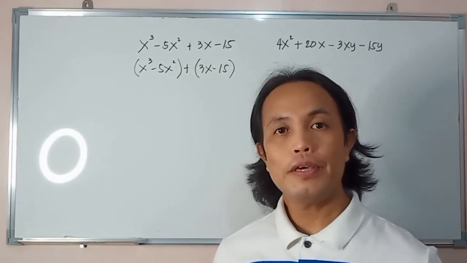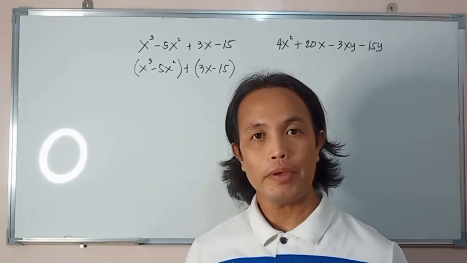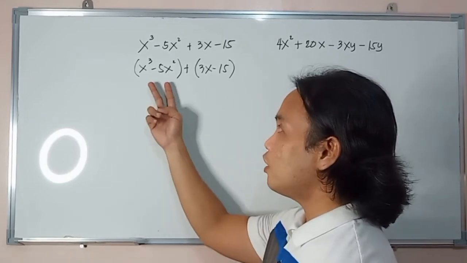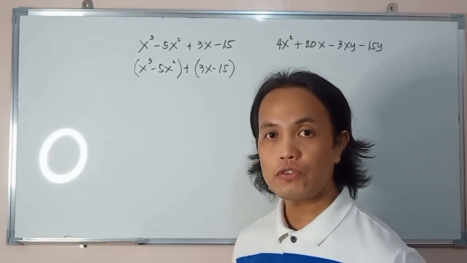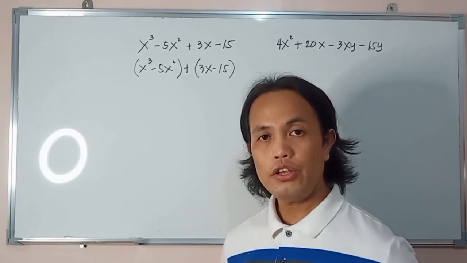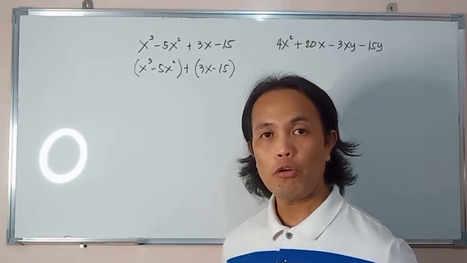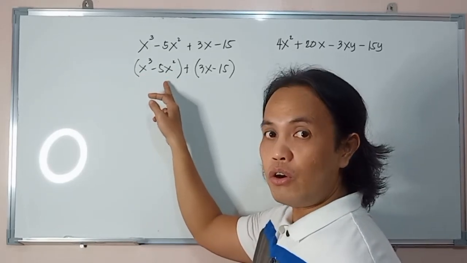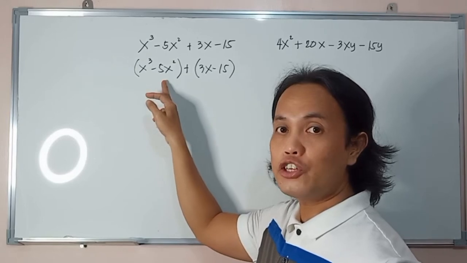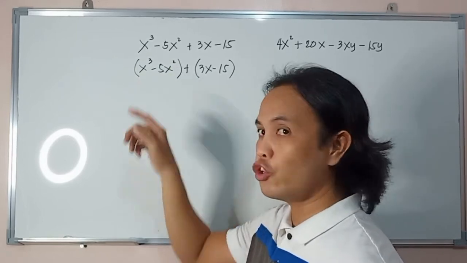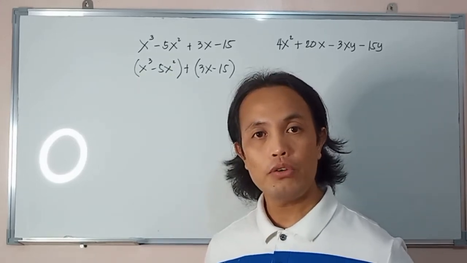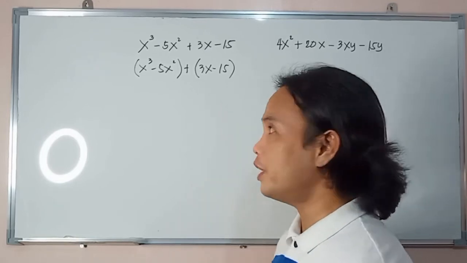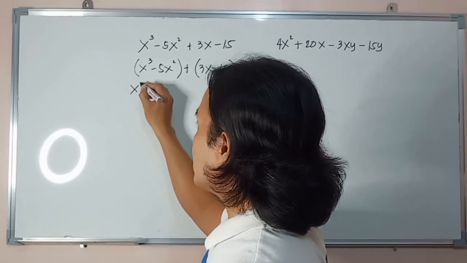Now, the second step is to factor out the common monomial factor in each of the two binomials. So, for the first binomial, we have x cubed minus 5x squared. What do you think is our common monomial factor? We have here x cubed and we have here x squared. So, therefore, our common monomial factor shall be x squared, because we can factor out x cubed by using x squared times x. So we factor out the term x squared.